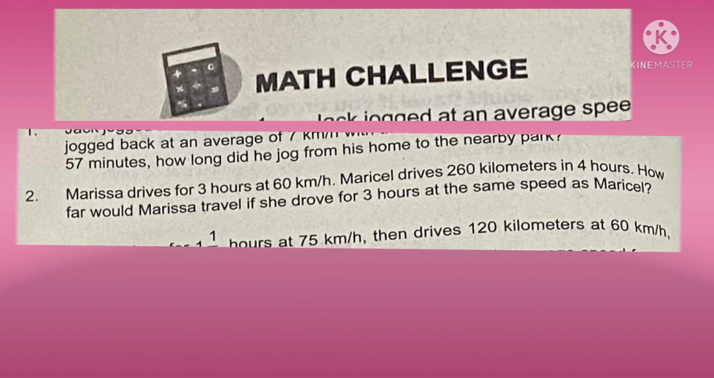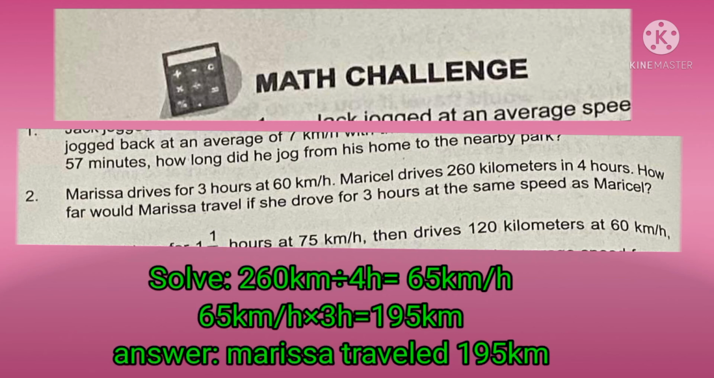What are the given facts? Marisa drove 3 hours at 60 km per hour. Maricel drove 260 km in 4 hours. What operation to use? Multiplication and division. What are the equations? 60 times 3 is equal to D. 260 divided by 4 is equal to S. Let's solve. 260 km divided by 4 hours is equal to 65 km per hour. 65 km per hour times 3 hours is equal to 195 km. Answer: Marisa traveled 195 km.